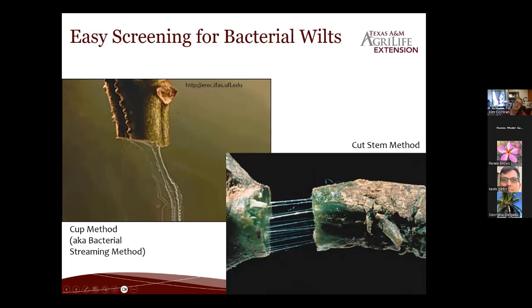Another really easy method is the cup method or bacterial stringing method. You cut a stem, put it in a cup of water, obviously a clear cup, and observe for these little tendrils that will come flowing out.